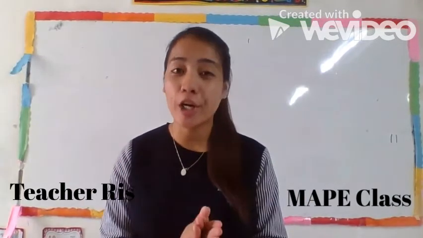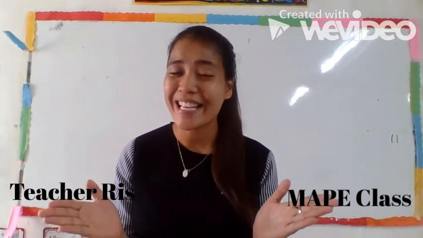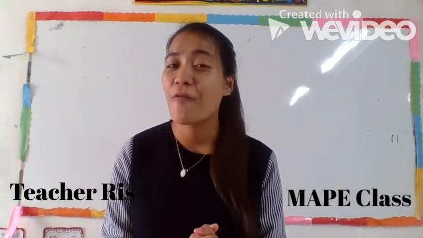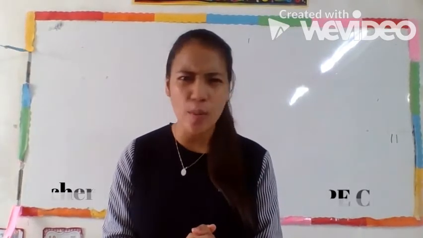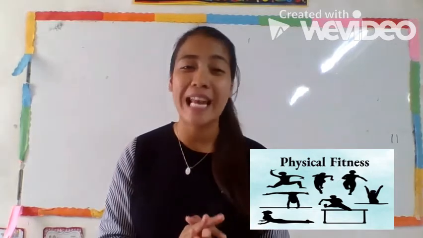So today, we are going to have our new lesson, but before that, let's review our previous lesson first. Can you still remember? Okay, so we discussed physical fitness. What is physical fitness again? Physical fitness is the ability to perform daily activities. Very good. There are two components of physical fitness. What are those? We have skill-related fitness, and the last one is health-related fitness. What is the difference between the two?